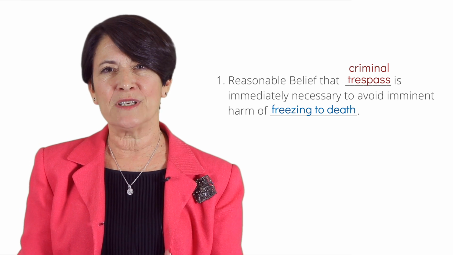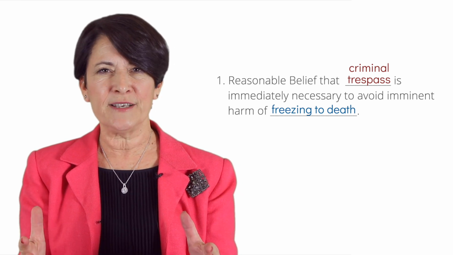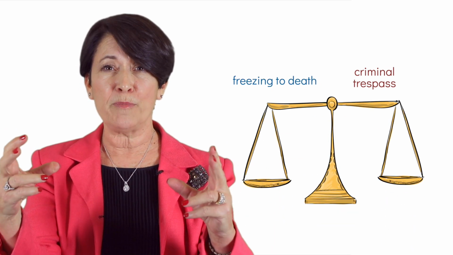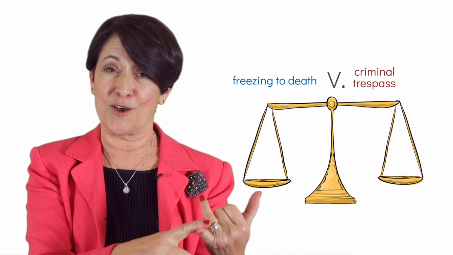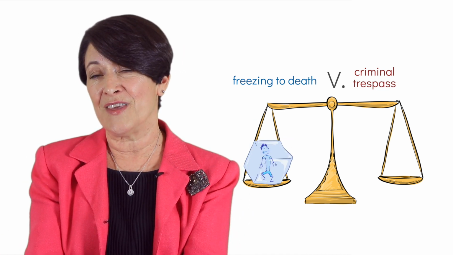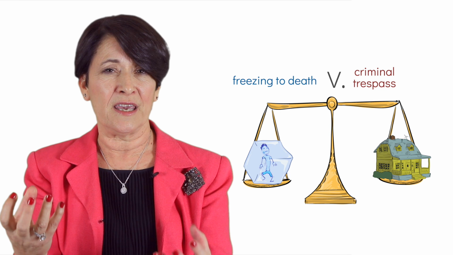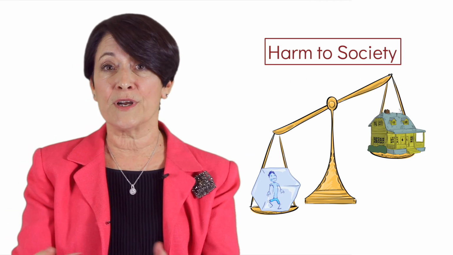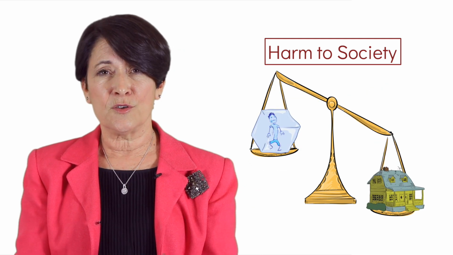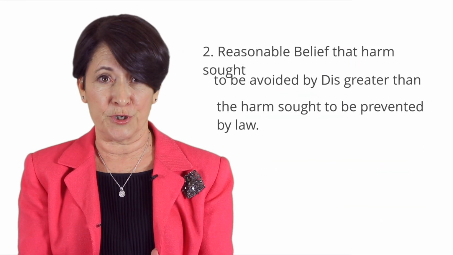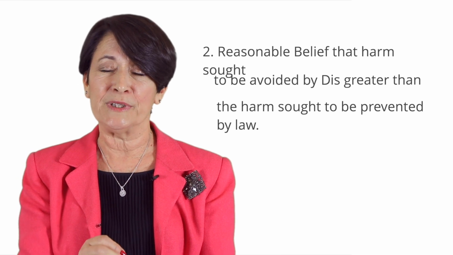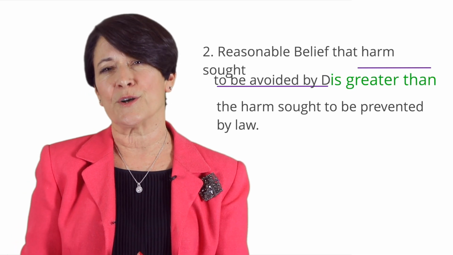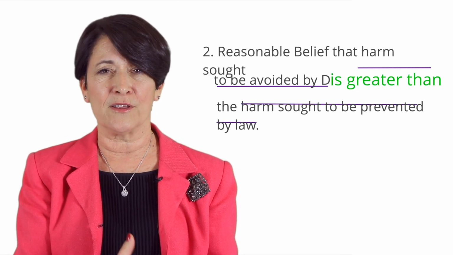Now I want to move to element number two. Element number two takes the parameters of element number one and now asks us to balance them. We've got our two opposing points, freezing to death on one side, breaking into a house on the other side. And what we want to say is, which is a greater harm to society? Is it the freezing or is it the breaking into a house? So the question we're going to ask for element number two is, is there a reasonable belief that the harm sought to be avoided by defendant is greater than the harm sought to be prevented by the law?